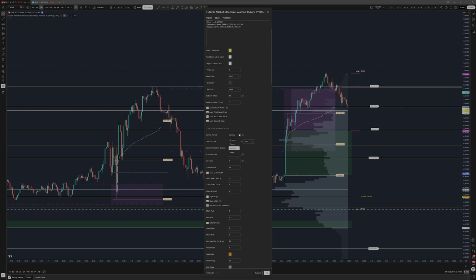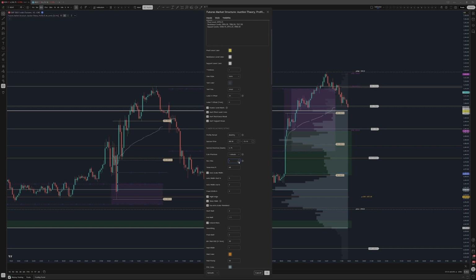Row size. This controls the resolution of the profile. For ES, set this to 1. Going lower can impact other drawings due to TradingView limitations. For NQ, set this to 2 or higher. NQ moves in huge ranges. Going lower will not allow the full profile to be drawn on monthly or yearly charts.